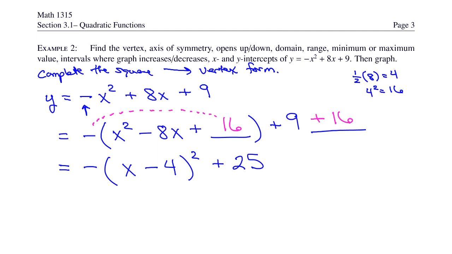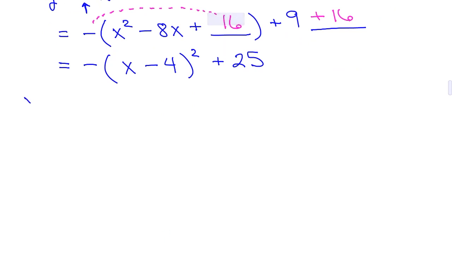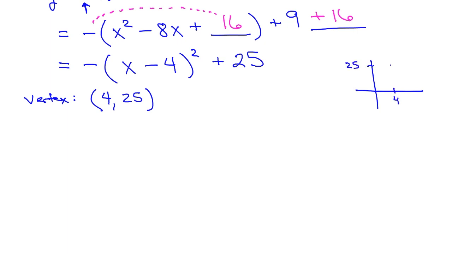From here, we can do everything we did as in the last example. So the vertex can easily be read off. That's (4, 25). I can draw a little sketch. 4 and 25, and here's the vertex. The lead coefficient is -1, so we know it's going to open down. We're going to have the axis of symmetry through x equals 4.